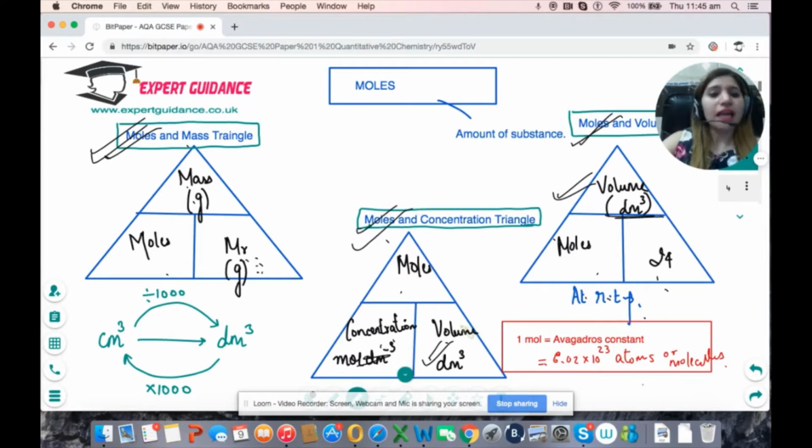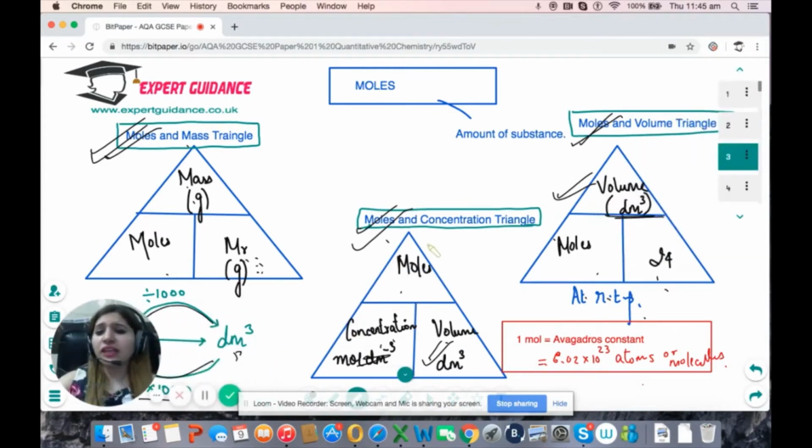Okay, now in most cases they give you the volumes in centimeter cube. You must have seen this in many questions in your textbook. So you should know how to convert centimeter cube to decimeter cube. Centimeter cube is converted to decimeter cube by dividing by 1000, and decimeter cube can be converted into centimeter cube by multiplying by 1000. Okay, so they can give you any volumes, any masses, any concentration, and ask you to find the moles. So these triangles will be very helpful.